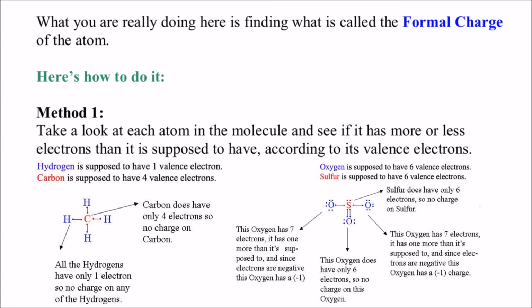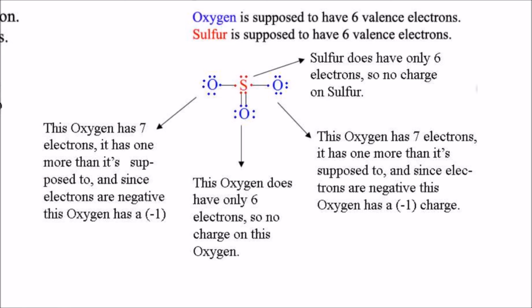Oxygen is supposed to have 6 valence electrons, and sulfur is supposed to have 6 valence electrons. So sulfur has 1, 2, 3, 4, 5, 6 electrons right now. It has the number that it's supposed to have. That means there's no charge on sulfur. It doesn't have any more or less electrons than it's supposed to.